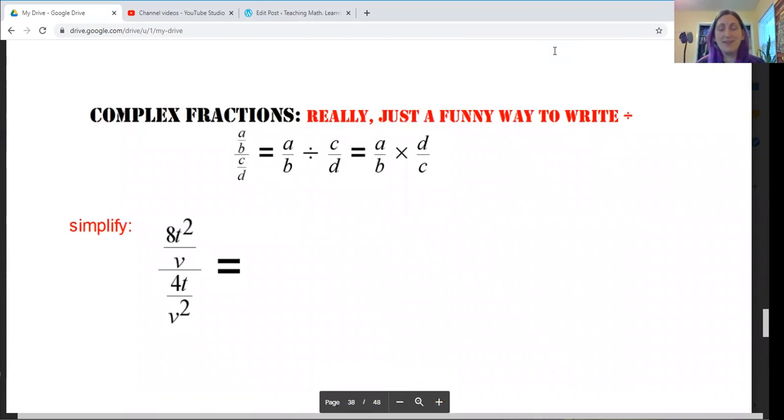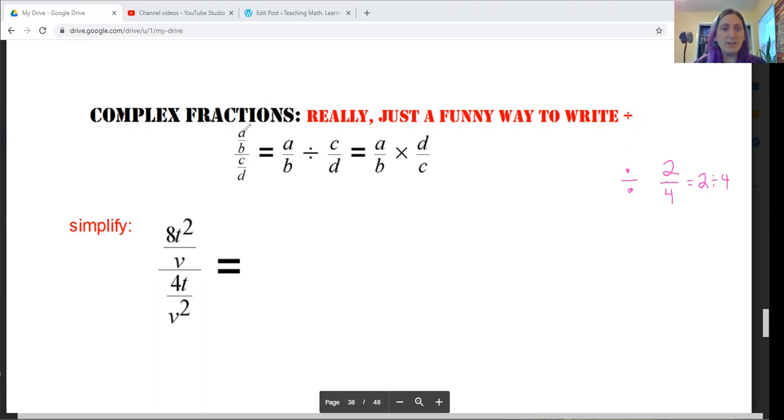So let's talk about complex fractions. They look bonkers, I know, but they are just a crazy way to write divided by. It's just a vertical way to write divided by. Hopefully people by this point know that the division sign is a fraction symbol, right? 2 over 4 is the same as 2 divided by 4. This is the bar in the middle. This represents a number. This represents a number.